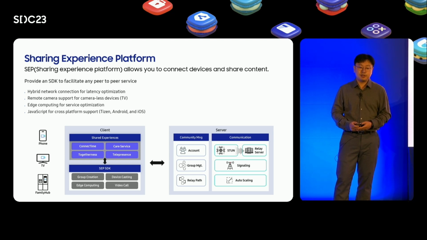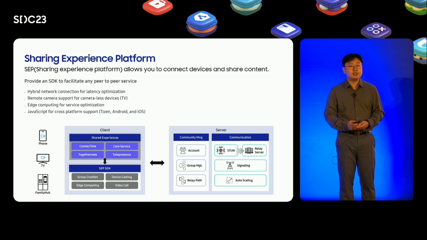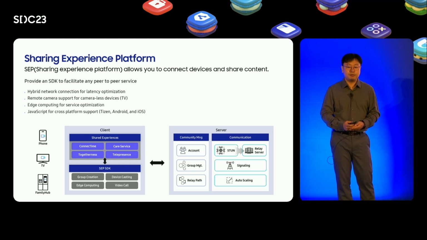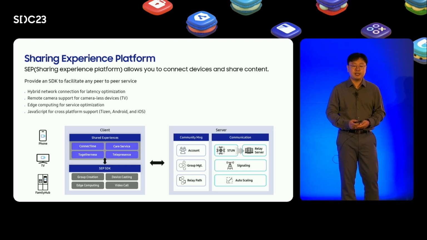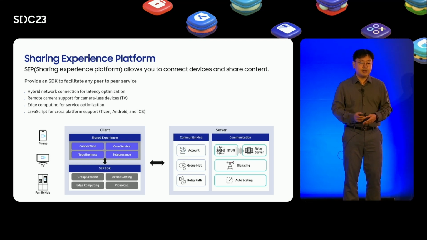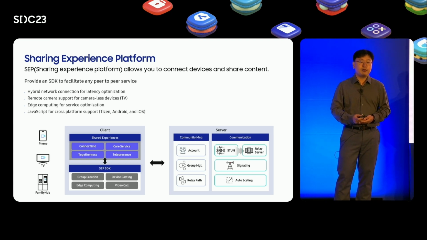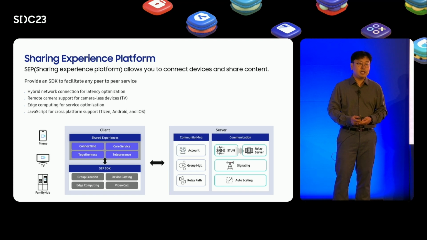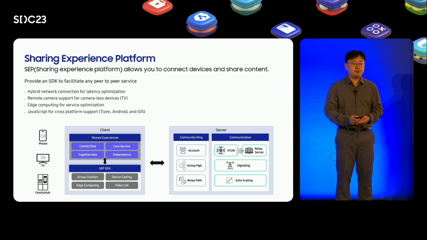In this presentation, we'll briefly look through the technologies in the SAP platform, such as firstly, the communication method in SAP, in which the connection between clients is facilitated by a hybrid network, that is both peer-to-peer network and a server forwarding method. Secondly, the remote camera functionality for devices that do not have a camera. And thirdly, on-device edge computing for security optimization. Let's see one by one.